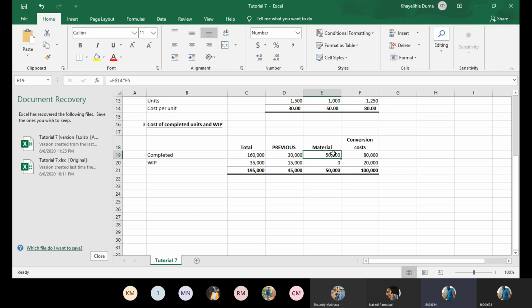Then conversion cost, same stuff. Conversion cost, it was 80. We were having a completed of 1,000, then multiplied by 80, it's going to be this one. And then the incomplete work in process was 250. Then 250 multiplied by 80, you're going to get this one.